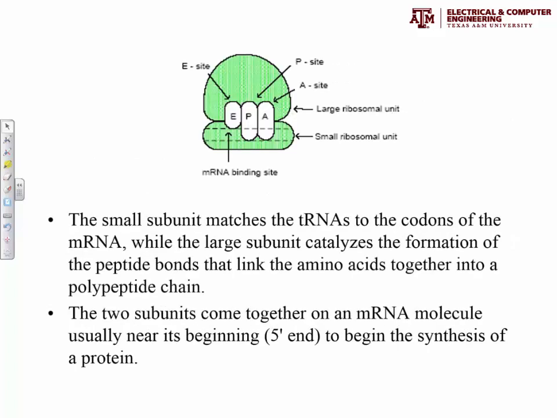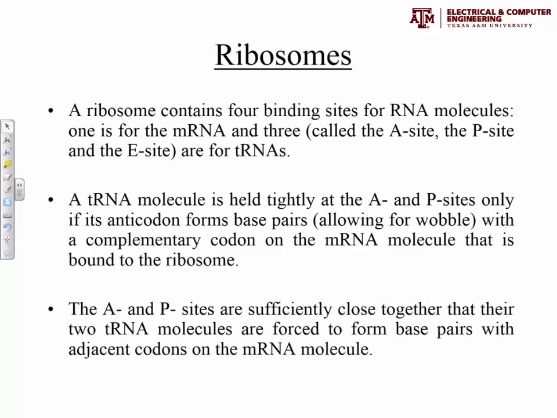If you have the A and P sites here, a particular tRNA is going to come and bind here, and it's going to stay here only if its anticodon matches the codon in the small ribosomal unit at this location. Same way for the P site: if there is a tRNA there, its anticodon has to match the codon in this region. The A and P sites are sufficiently close together that the two tRNA molecules they carry are forced to form base pairs with adjacent codons on the mRNA molecule. A codon is a triplet, so these will be forced to form base pairs with adjacent triplets.